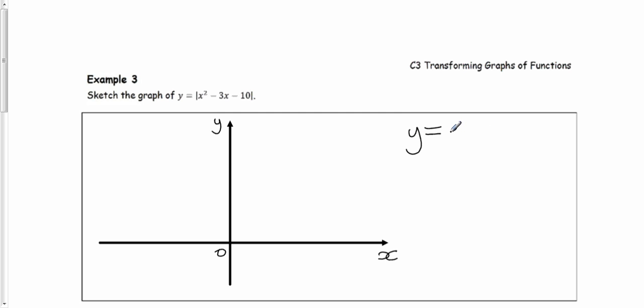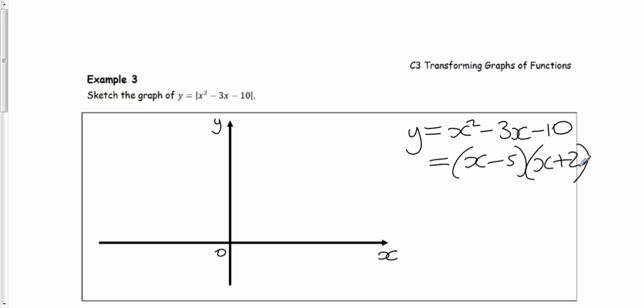So if the modulus signs weren't there, this is the graph we'd be drawing. I'd first of all look at the x squared term and know because that's positive, it's going to be a U-shaped curve. And I'm interested in where it will cross the y-axis. Well, when x is nothing, y would be minus 10. And where would it cross the x-axis? Well, I can factorize that to find out. It's x minus 5, x plus 2. This tells me when y is 0, x would be 5 or minus 2.